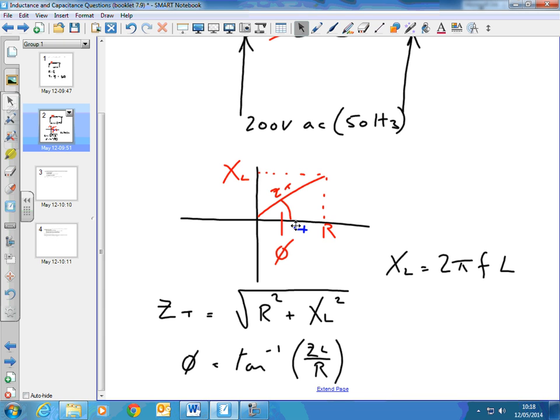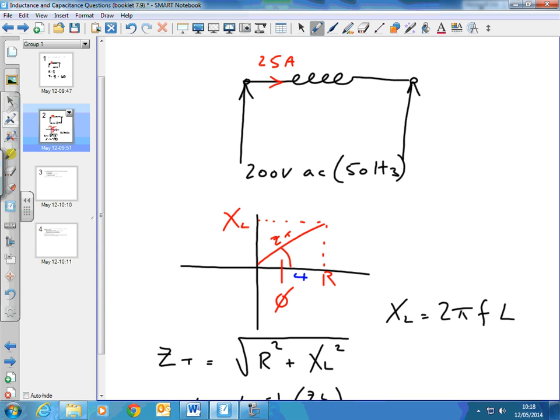Now, again we could use Ohm's law to work out the total impedance of the circuit. So Z again equals the voltage, which is 200, over the current, which is 25. And so that equals 200 over 25, which is 8. So we've got a resistance of 8 ohms for the total impedance. So we know that this value here, total impedance, is 8.